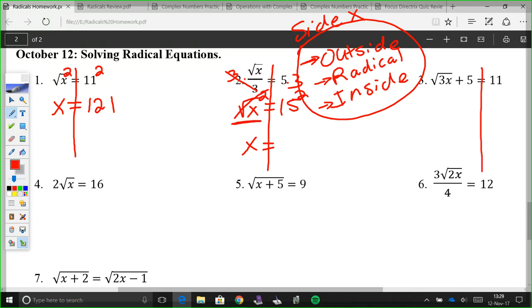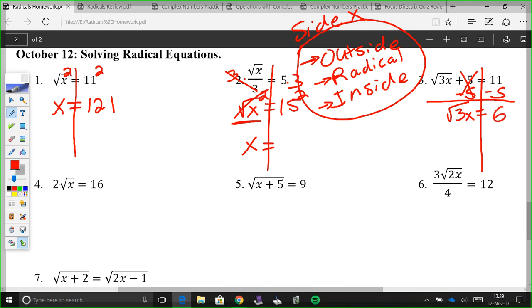Number 3, same process. Focus on the side that has the x, so don't worry about that 11. And work with outside the radical, then get the radical, and then get what's inside the radical. So on the left side, what's not inside the radical? What is on the outside? The 5. So I want to take care of it first. I'll subtract my 5 and move it away, and we'll have the square root of 3x equal to 6.